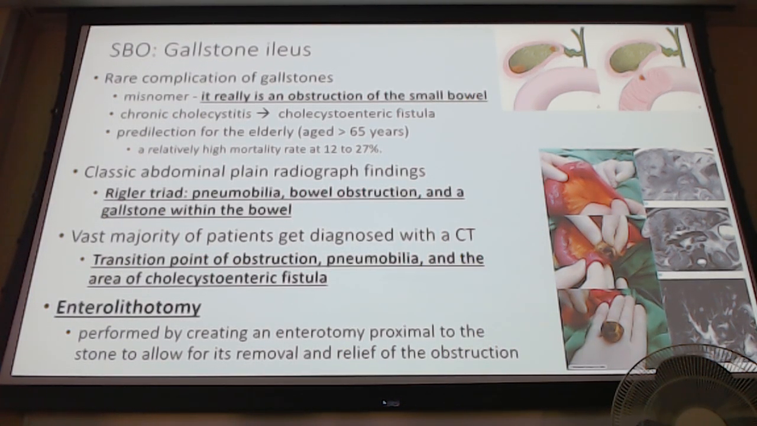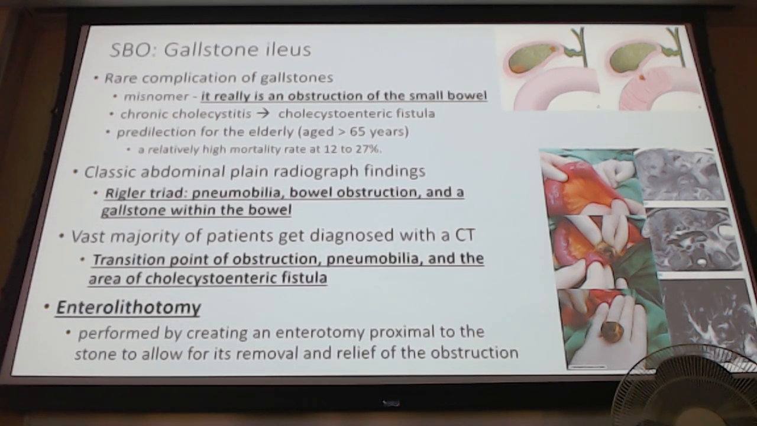Okay? So you have the Rigler triad. You're going to have pneumobilia, which is when you do a CT scan of the liver and you actually have air up into the liver. Pneumobilia. You're going to have bowel obstruction signs, and you're going to see a gallstone within the bowel. That's the Rigler triad. On CT, we have that transition point of obstruction, the pneumobilia, and we can sometimes see that cholecystoenteric fistula.